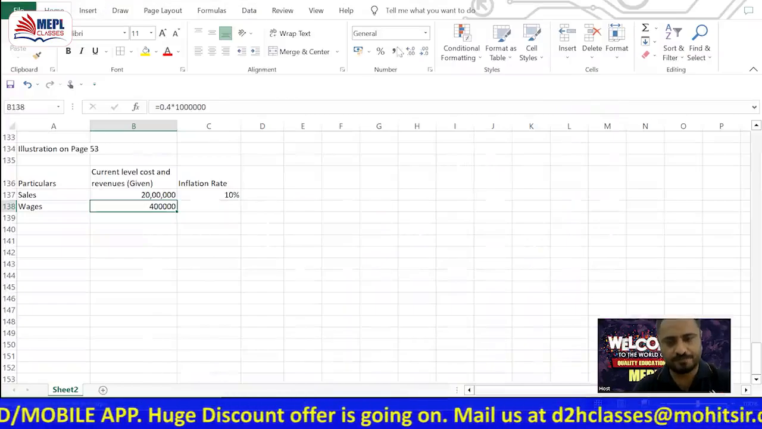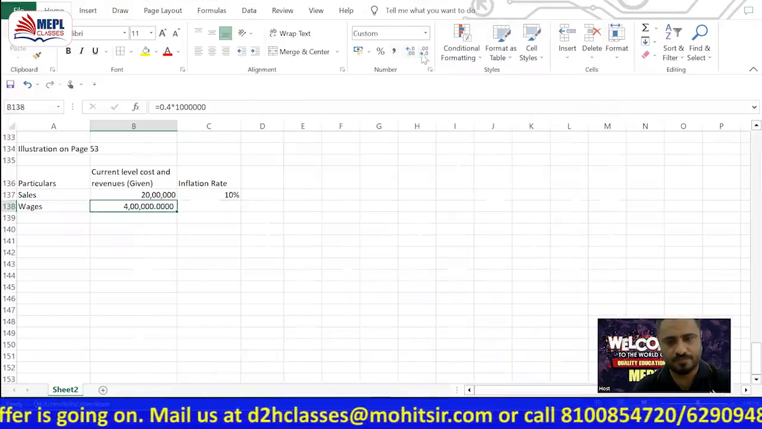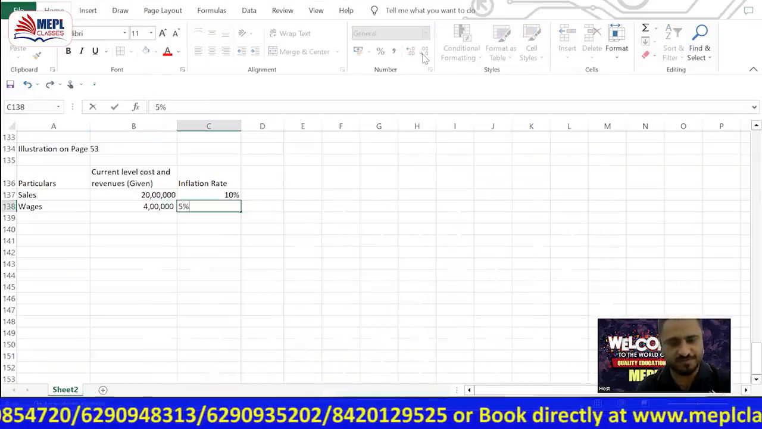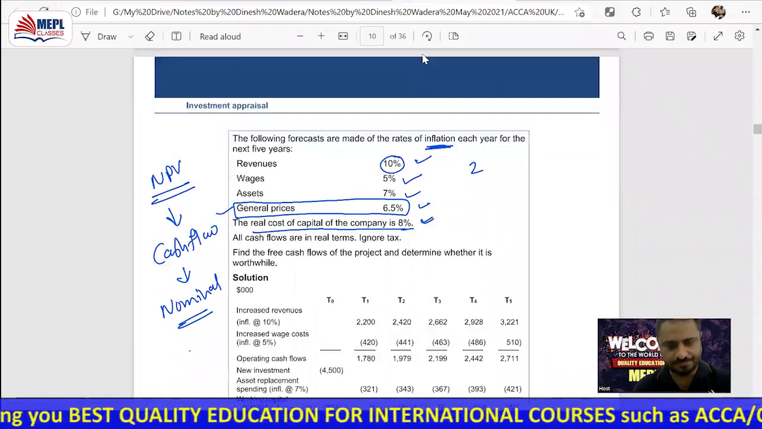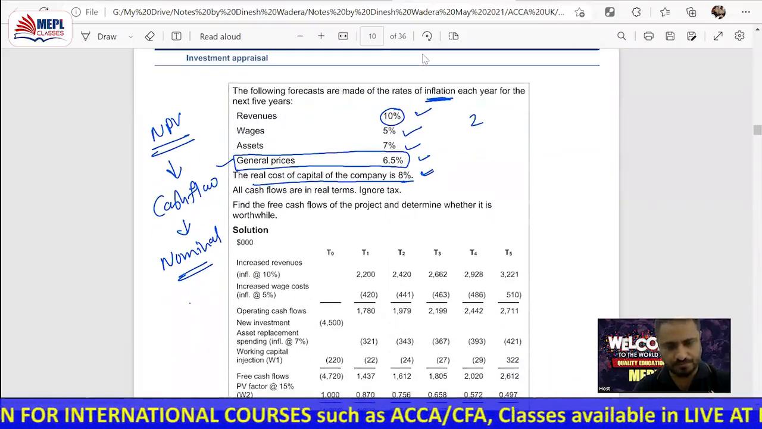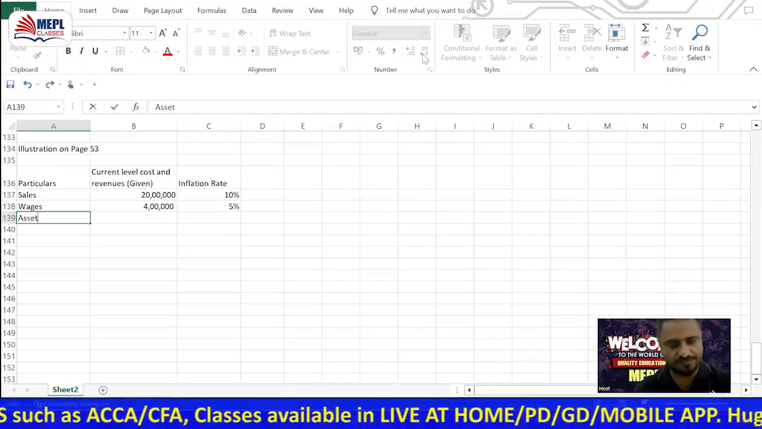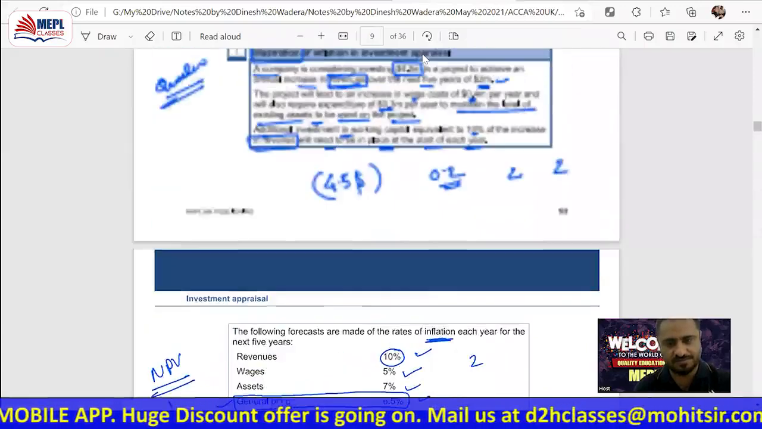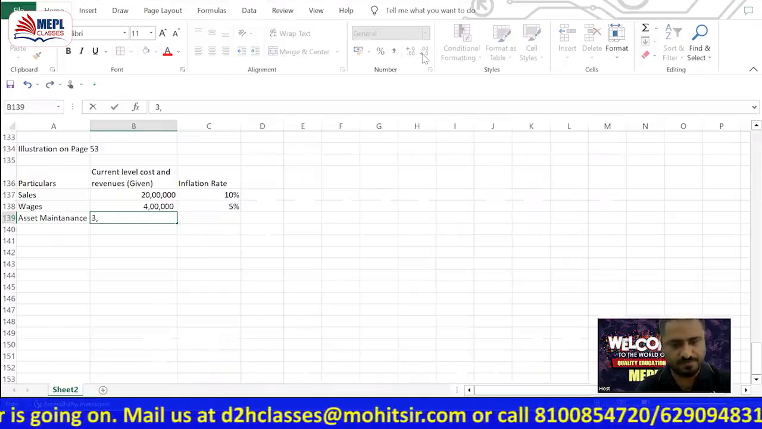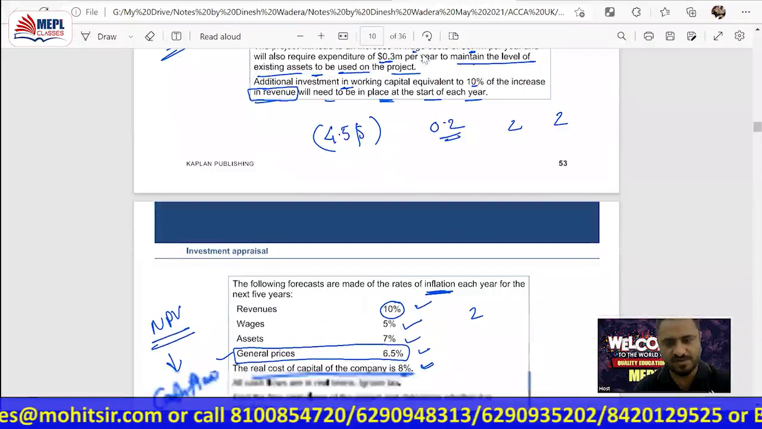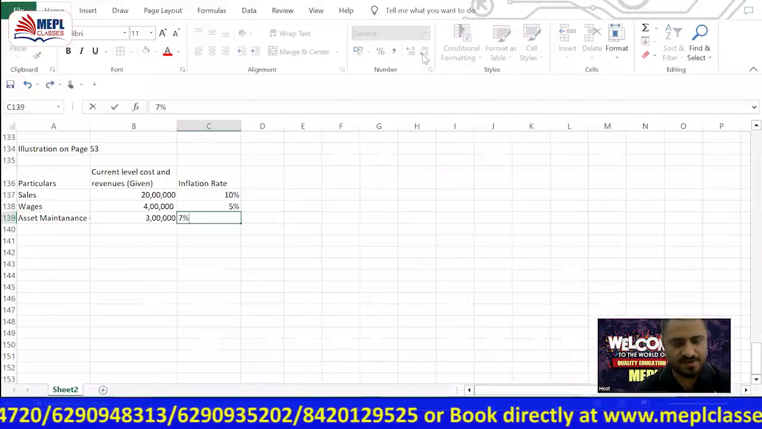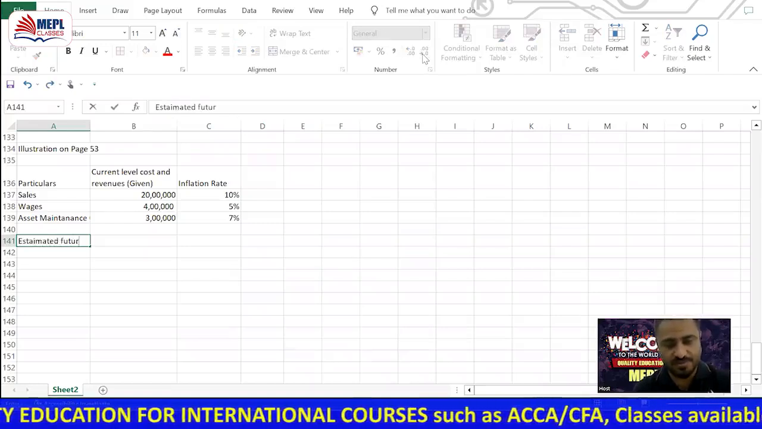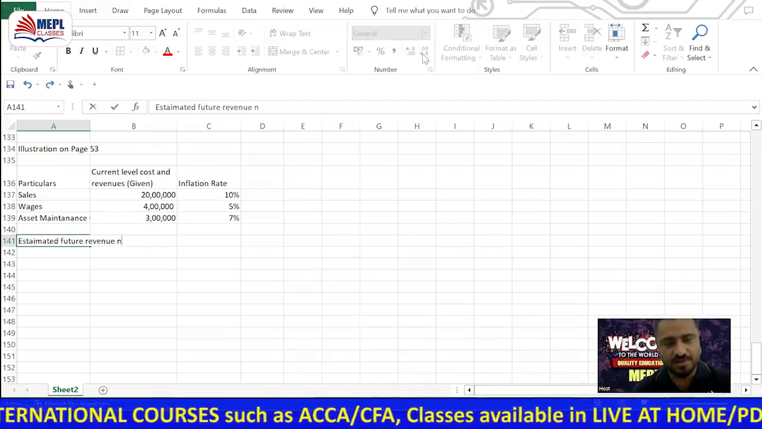And the growth rate or the inflation rate in wages is expected to be 5%. Similarly, asset maintenance cost at a current level it is given at 0.3 million and the growth rate is expected to be 7%. So considering these factors, we can have the estimate of future revenue and cost.